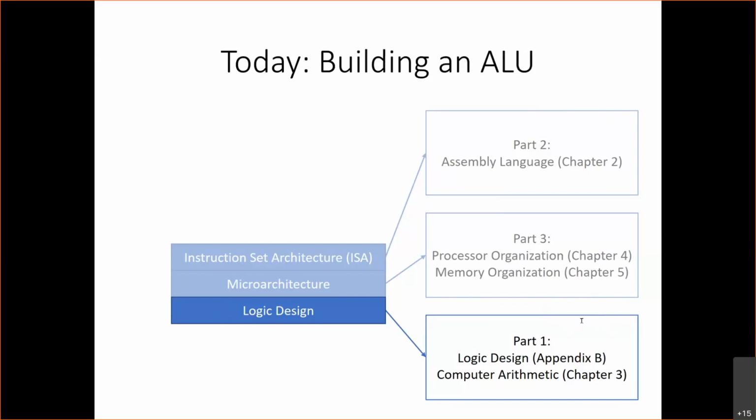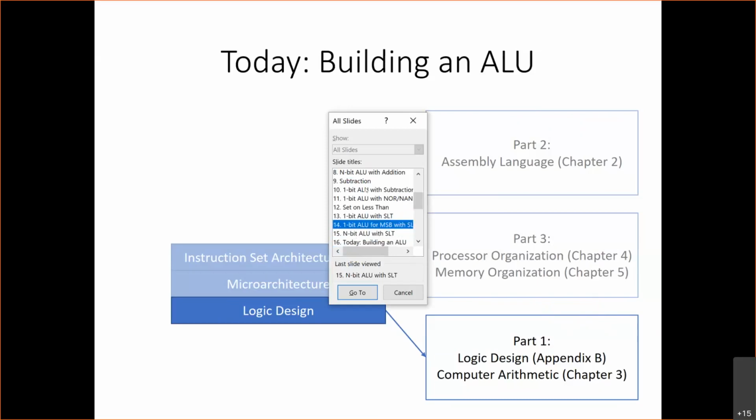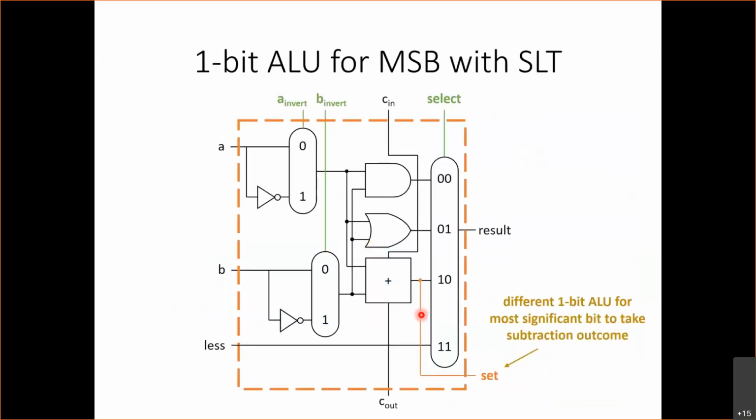There's another question. Someone's asking, where do we connect the set that we're sneaking out of the 1-bit ALU? So let me go back. So here we said that this set over here is the most significant bit of the result of the subtraction. So the result of the subtraction comes out here after the adder. And this 1-bit ALU here is for the most significant bit. So this set operation is going to be the most significant bit of the result of the subtraction.